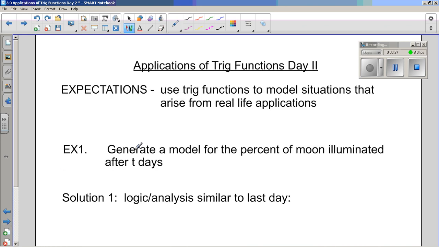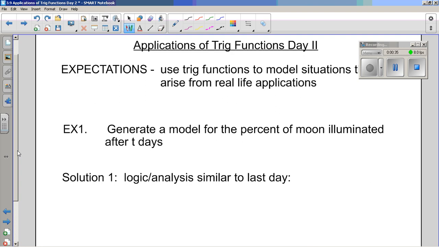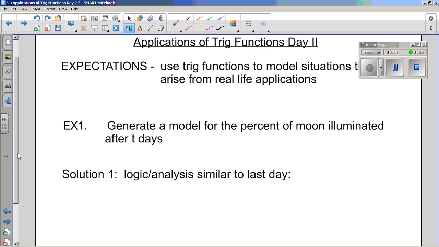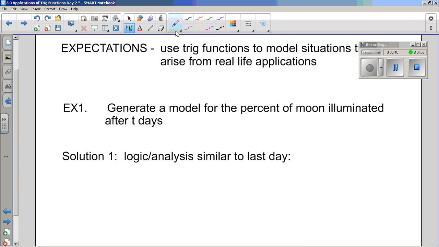Well, the plan is then to generate a model for the percent of moon illuminated after T days. The first way we're going to do it is to use logic like we did last time. So what are we talking about? Essentially all we needed was the minimum and maximum, right? And then we could construct the entire story.